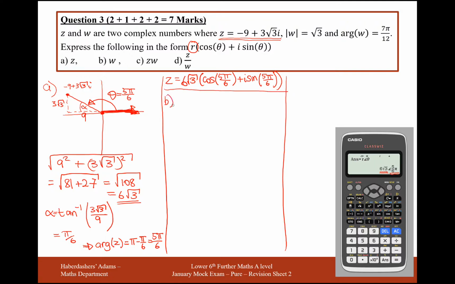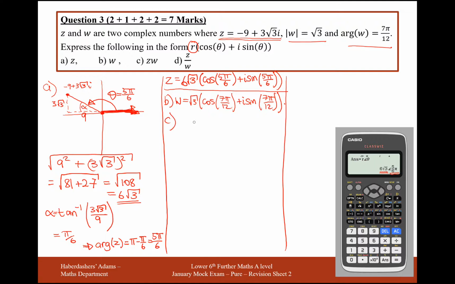Part B, which we're now moving on to, which is w. Now w is a lot easier because we've already got the modulus and we've already got the argument, so all we need to do there is just write our answer in the correct form. 3 bracket cos 7 pi by 12 plus i sin 7 pi by 12, and that's all you need for that question. That's your final answer.